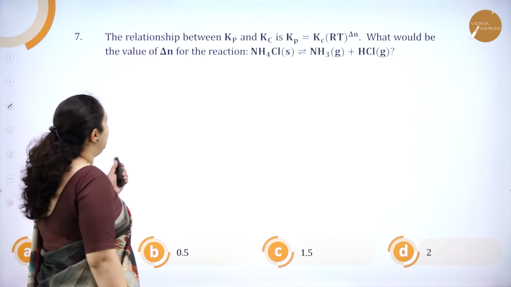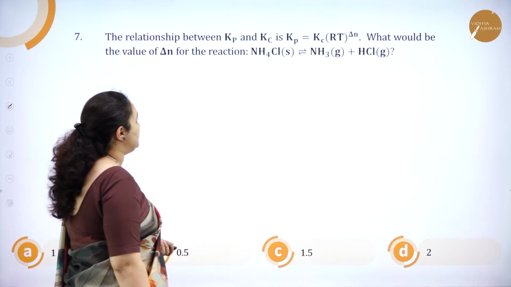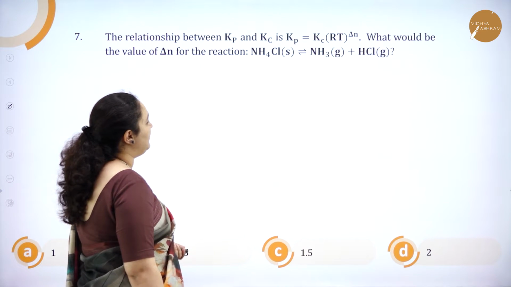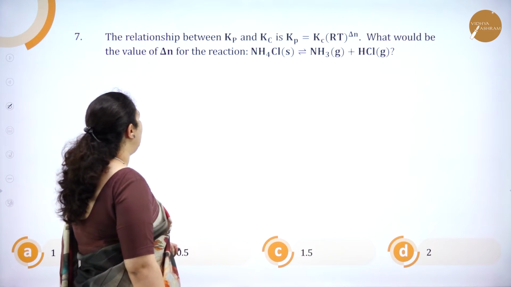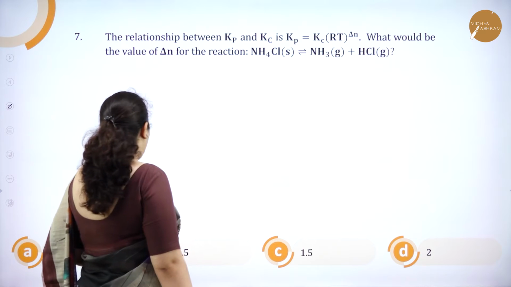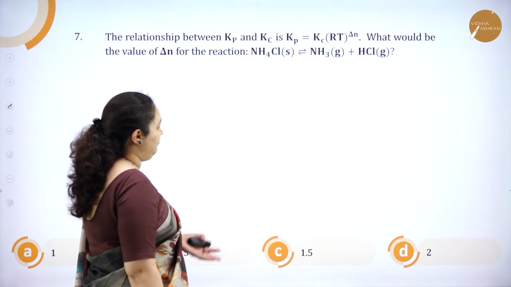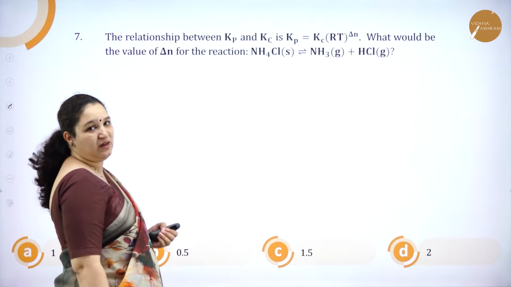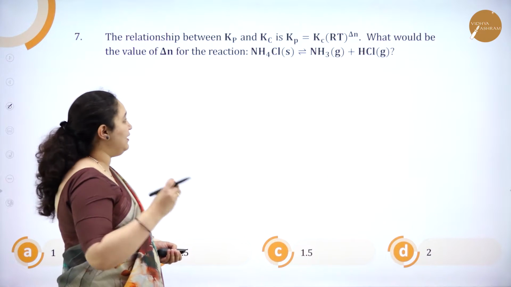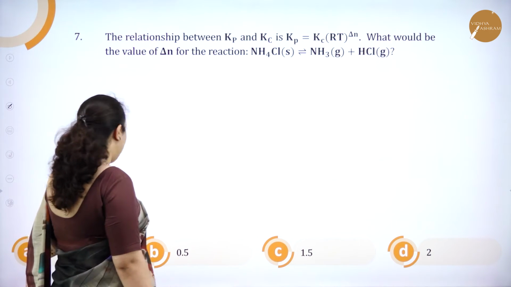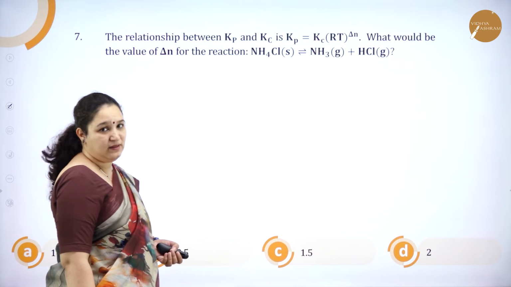7th question, the relationship between Kp and Kc is Kp is equal to Kc RT to the power delta N. What would be the value of delta N for the reaction? They have given 1.5, 1.5, 2. Of course, 0.5 and 1.5 is not possible here. We have all 1, 1, 1 as the balanced stoichiometric coefficients. It can be either A or D.